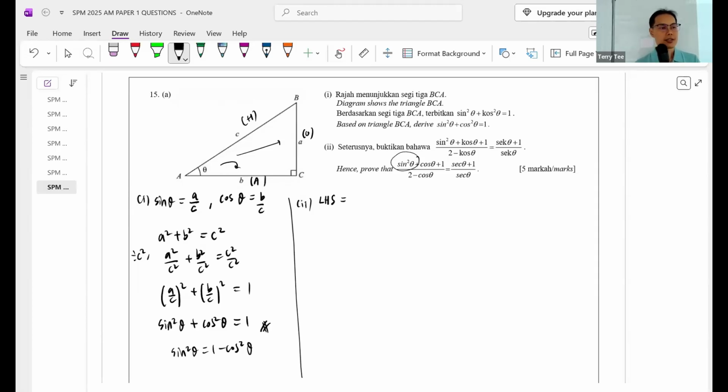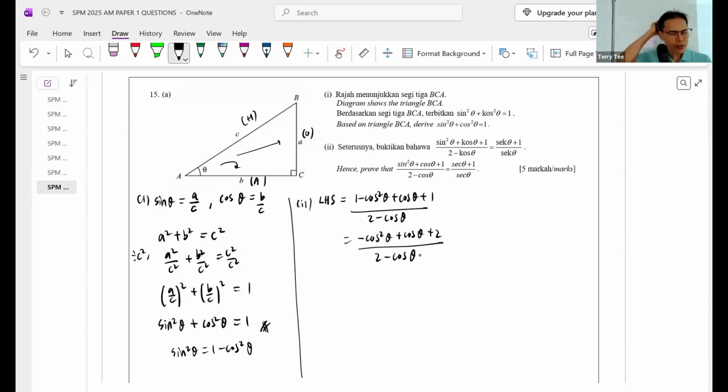So we start with this one. Sine squared change to 1 minus cos squared plus cos plus 1, divide by 2 minus cos theta. Okay? Everybody? Step 1, boleh? Now, 1 and 1 can do what? 1 plus 1 is 2. So we write minus cos squared plus cos theta plus 2, divide 2 minus cos theta.